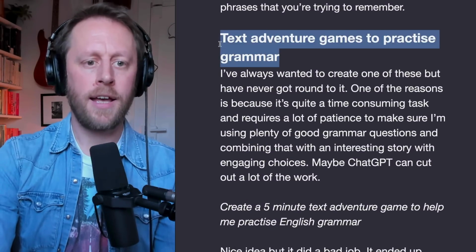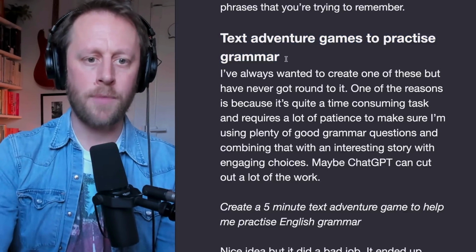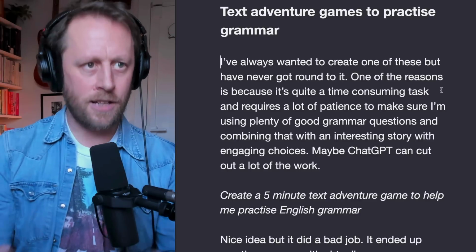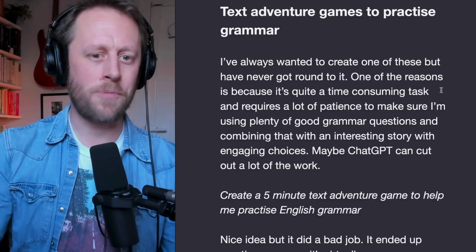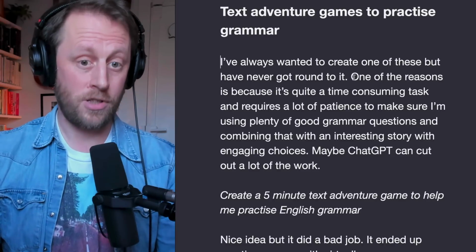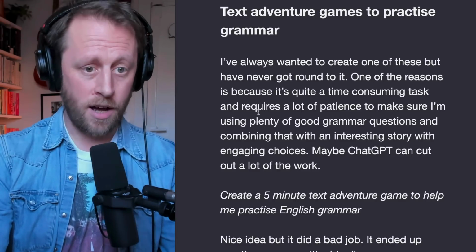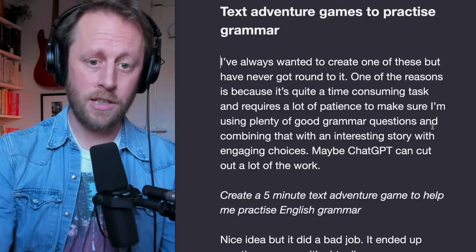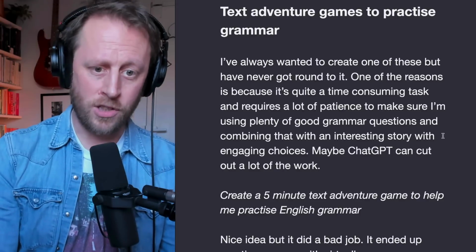Here's another idea: a text adventure game to practice grammar, or text adventure games to practice grammar. Now, I've always wanted to create one of these, a text adventure game based on grammar, but I've never got round to it. One of the reasons is because it's quite a time-consuming task and requires a lot of patience to make sure I'm using plenty of good grammar questions and combining that with an interesting story with engaging choices.